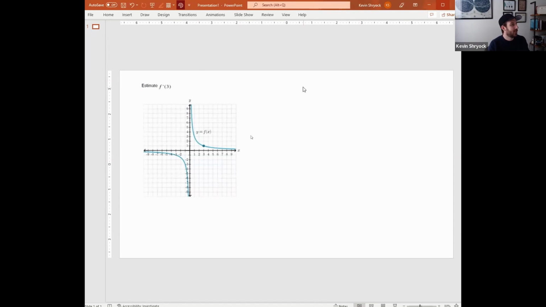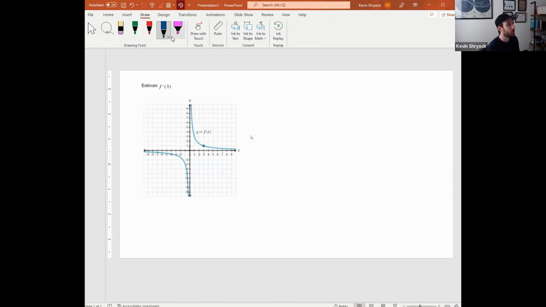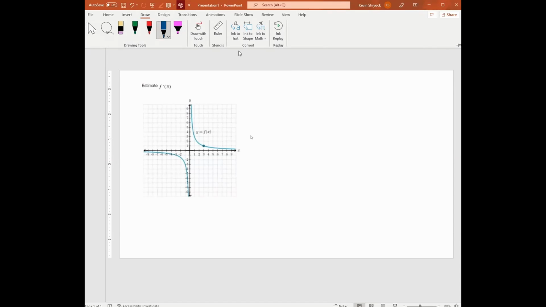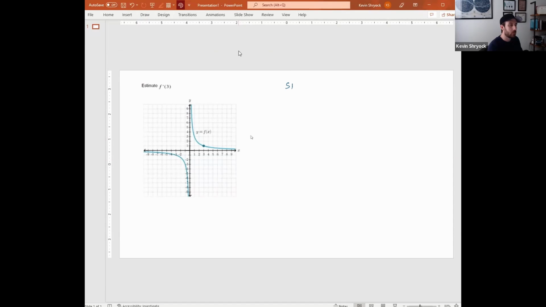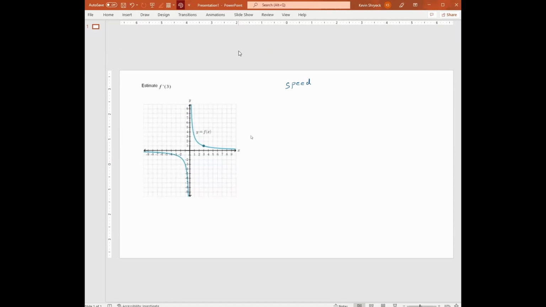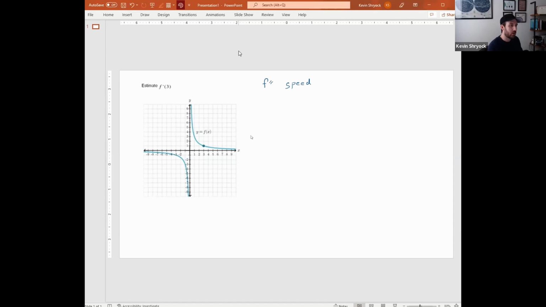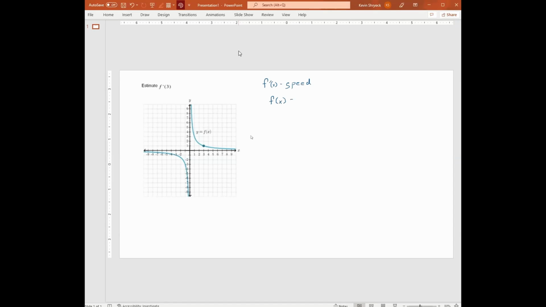All right, anyways, here we are. We're trying to estimate f prime of 3. So again, we've got f prime of 3 meaning what? Speed. We can think of it as speed. I'm okay with speed. Speed if f means what? F, the curve. The curve, yep. So if f prime of x is speed, then f of x means what? Position. There you go. Nice.